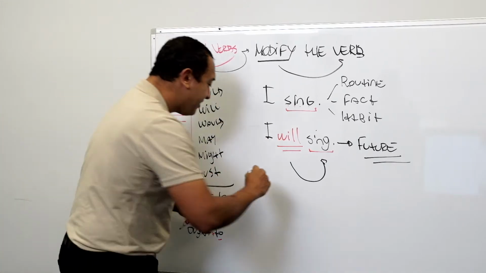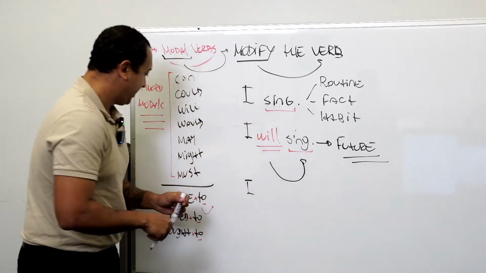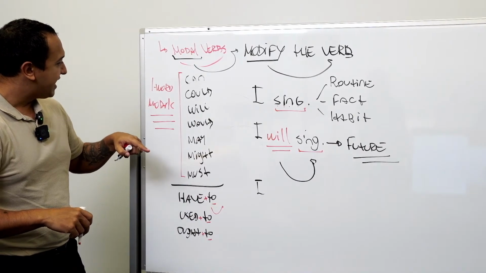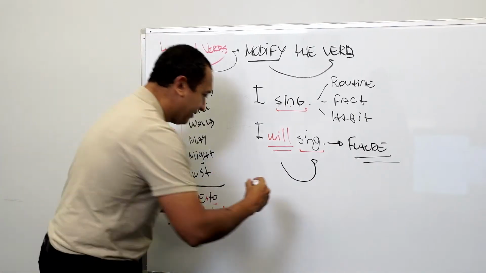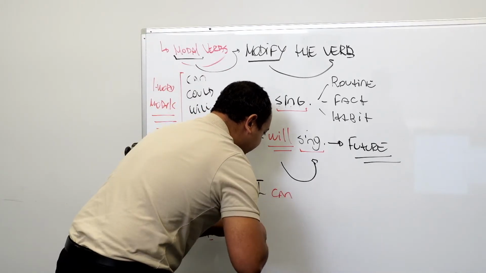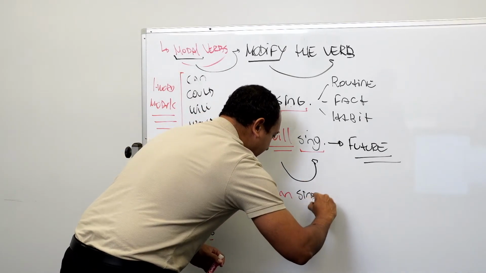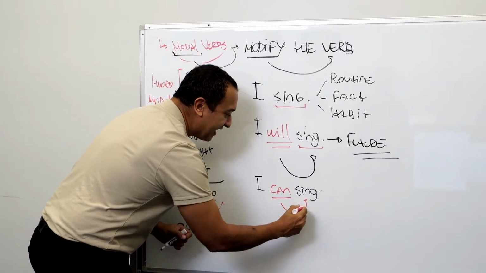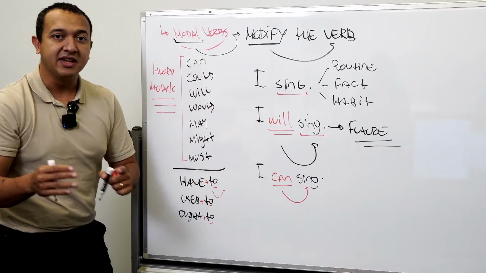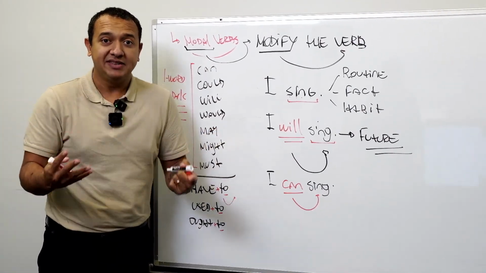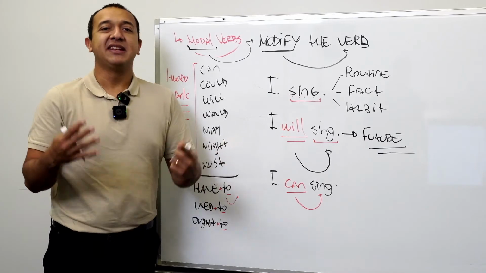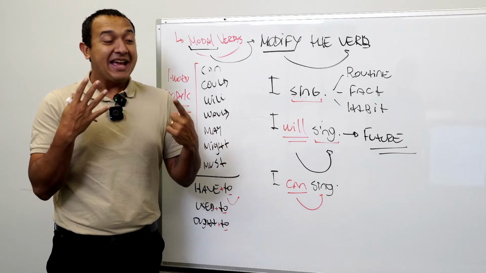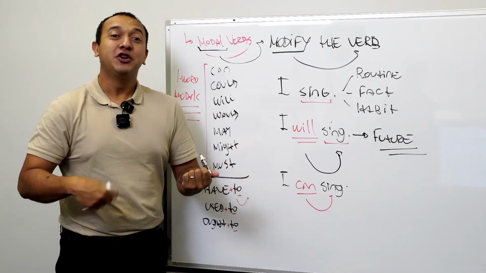What if I had added another modal verb? For example, let's say that I said, I can sing. Now, you have to understand that this idea here, can sing, means ability. Now, if I tell you I can sing, you have to trust me. I'm telling you that I can sing on pitch. I can do a good job singing.